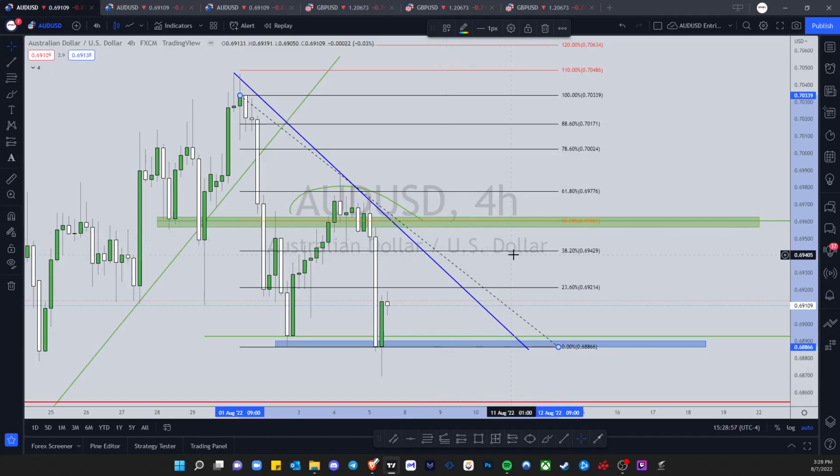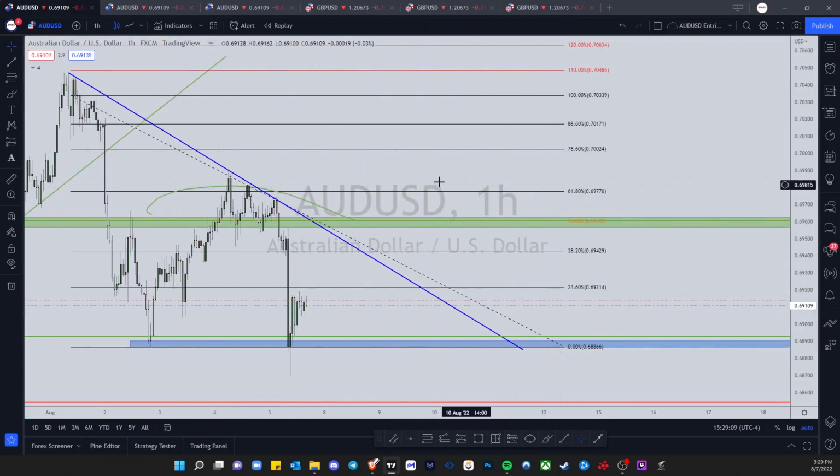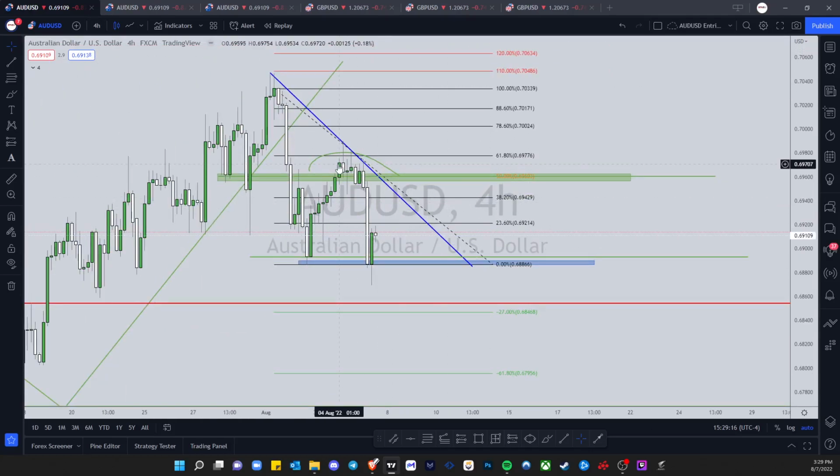It still didn't do 38.2, but more like 50%. But if you go on a lower time frame, it looks like it did a full 61.8%, right? So AU broke structure on H4 and retested that area, right?